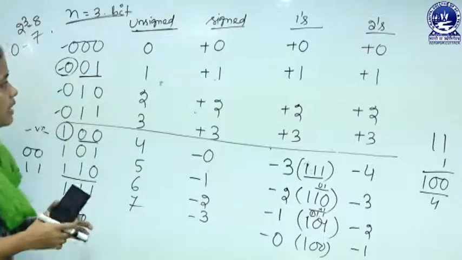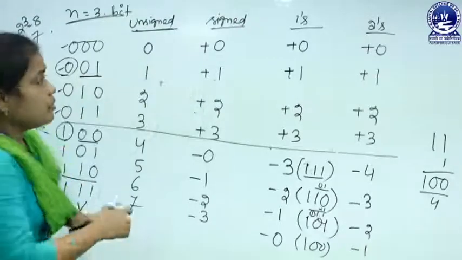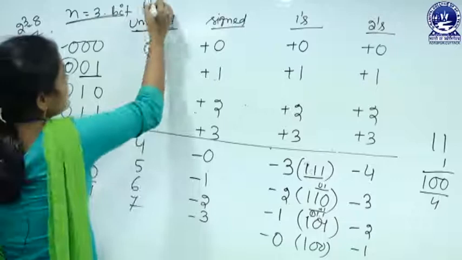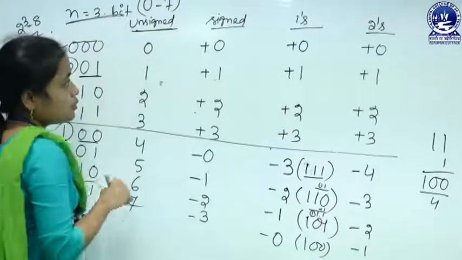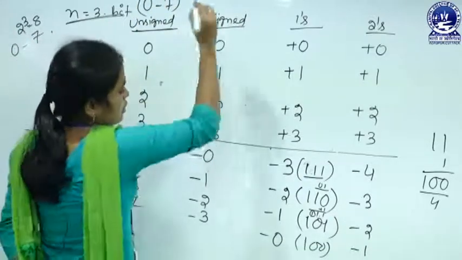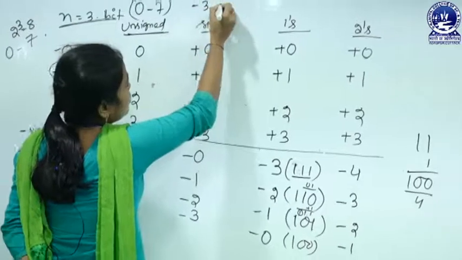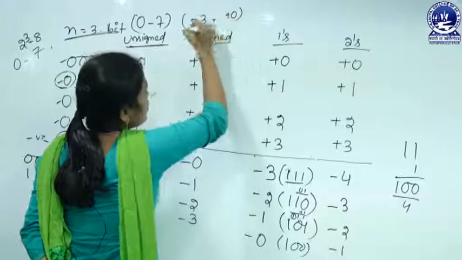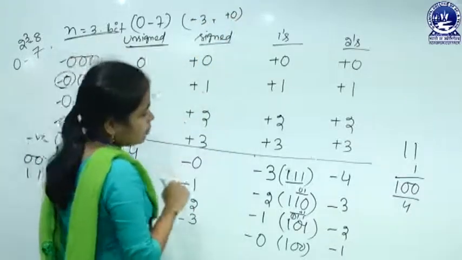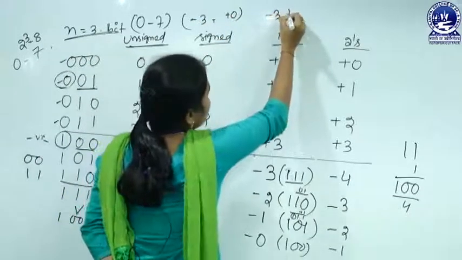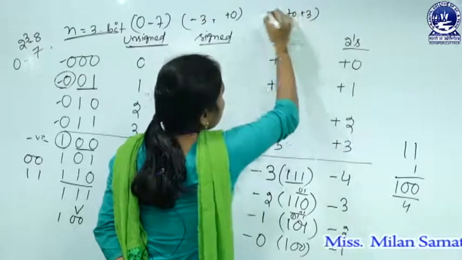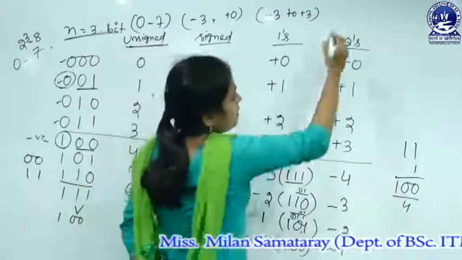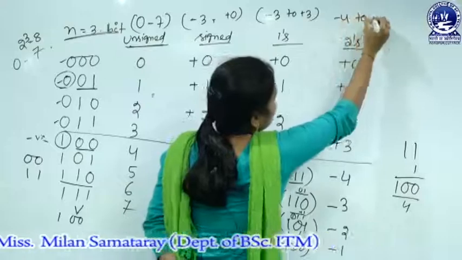So what will be the range of signed values? For unsigned the range is 0 to 7. For signed value the range is minus 3 to plus 3. And for 1's complement it is minus 3 to plus 3, and for 2's complement it is minus 4 to plus 3.